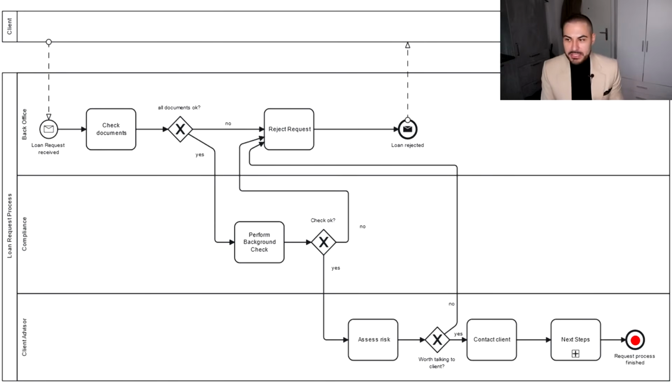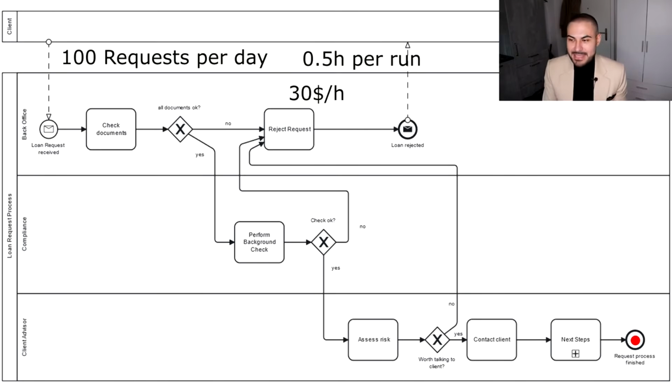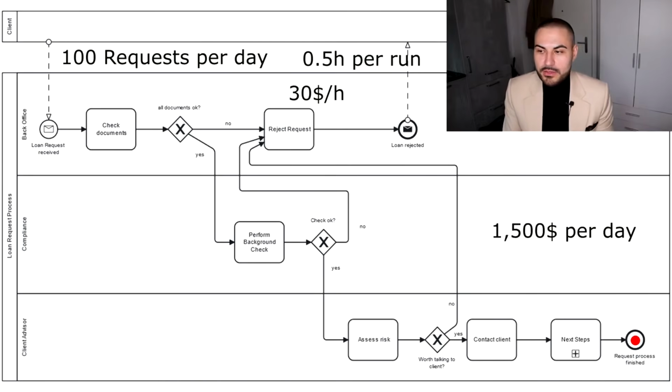Let's say the bank receives 100 requests a day. And let's also assume the process takes on average 0.5 hours for each run, so 30 minutes. And let's assume the employees involved in this process on average make $30 an hour, meaning we have 100 runs every day. Let's take this times 0.5 hours, which one completion takes, which actually means 50 hours a day. And as we know, $30 per hour is the average hourly rate. Let's multiply this with the 50 hours and we get $1,500. So each day this process costs us $1,500.